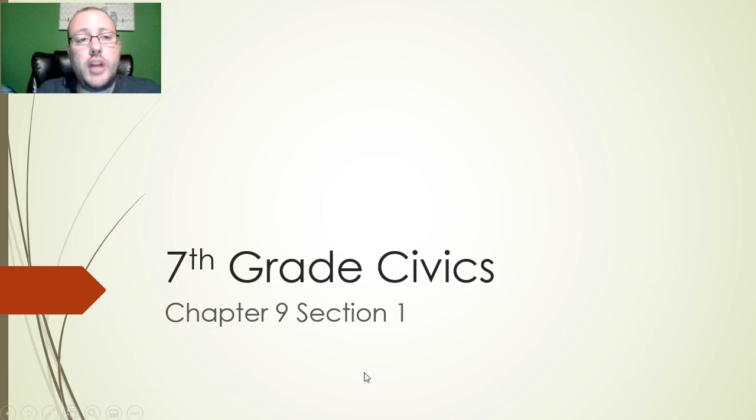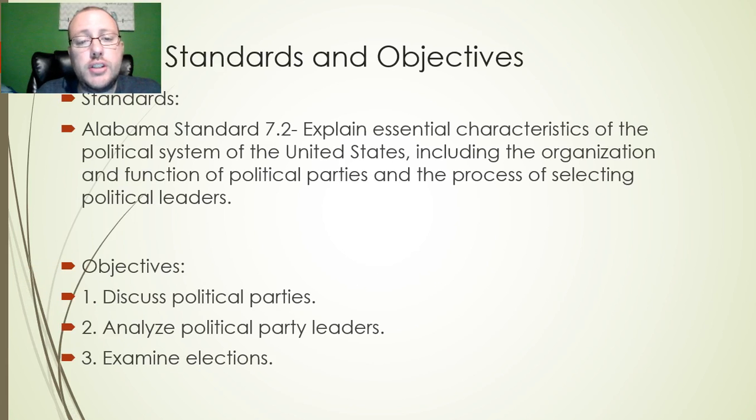So now we're going to be talking about Chapter 9. Now the standard for this is number 2. Explain essential characteristics of the political system of the United States, including the organization and function of political parties and the process of selecting political leaders. Now the objectives for this is discuss the political parties, analyze their leaders, and examine elections.